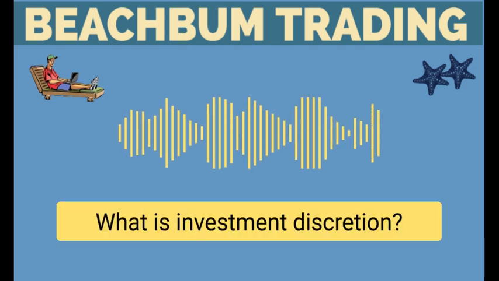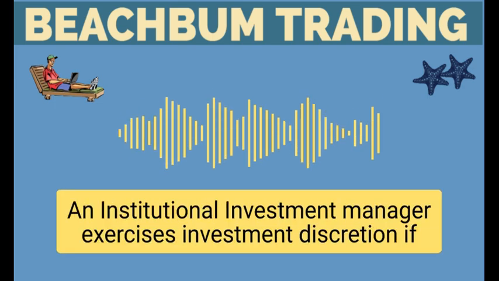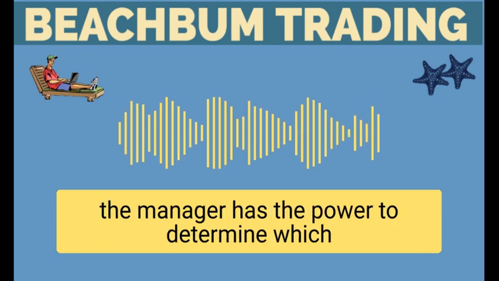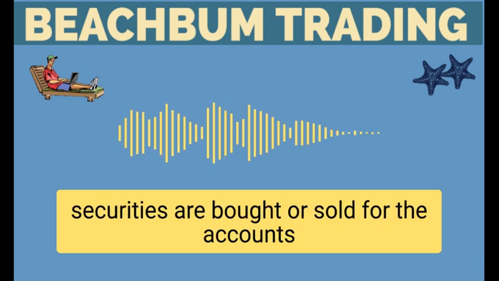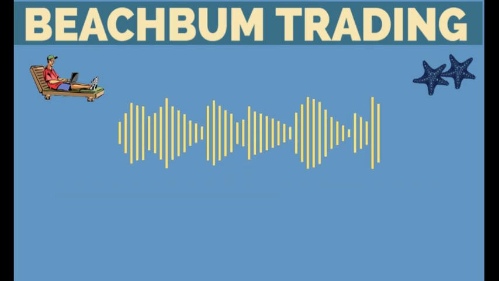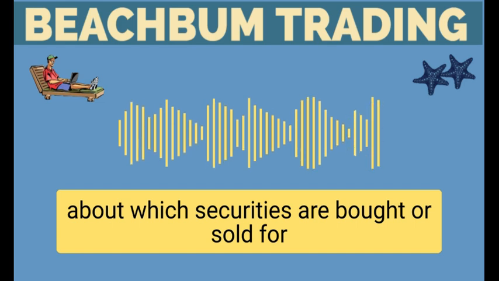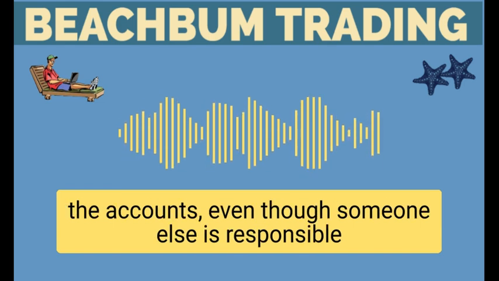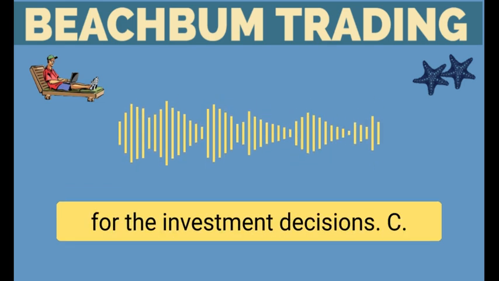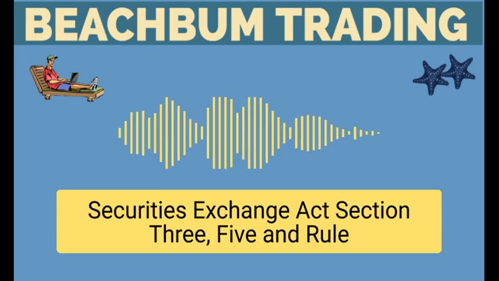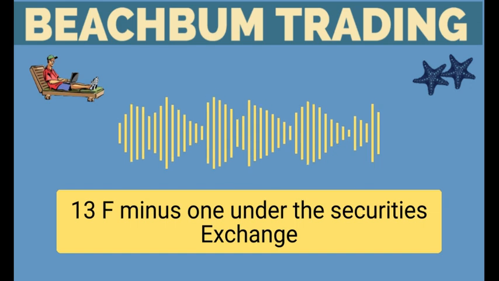Question 6. What is investment discretion? An institutional investment manager exercises investment discretion if (1) the manager has the power to determine which securities are bought or sold for the accounts under management, or (2) the manager makes decisions about which securities are bought or sold for the accounts, even though someone else is responsible for the investment decisions. See Securities Exchange Act Section 3(35) and Rule 13f-1(b) under the Securities Exchange Act.